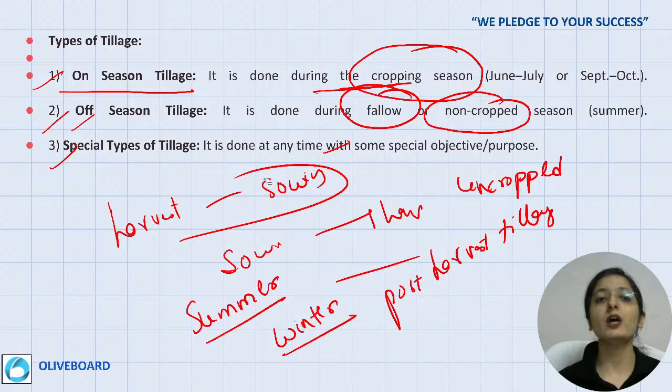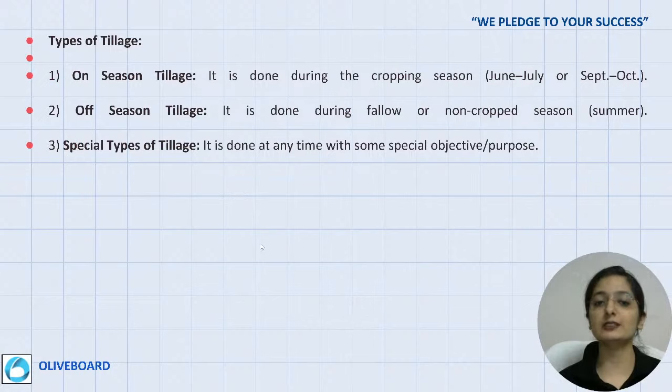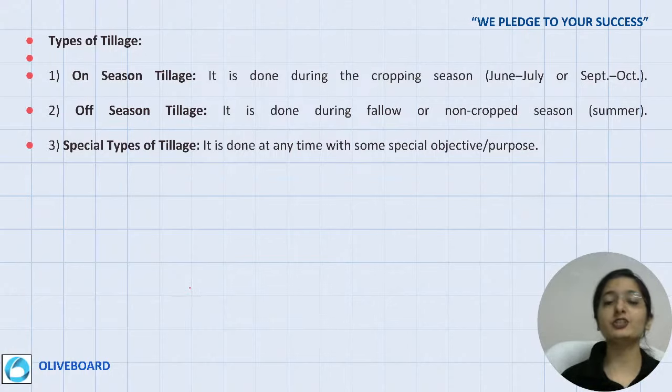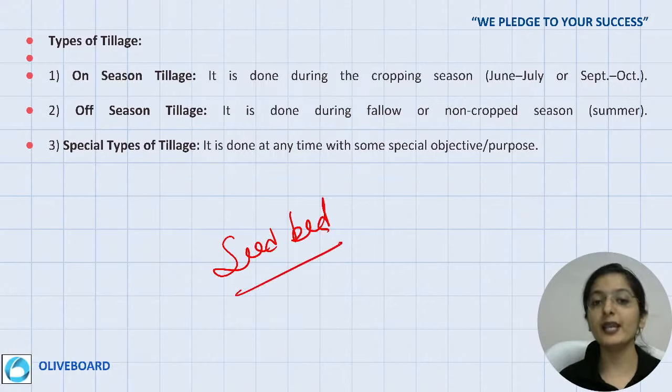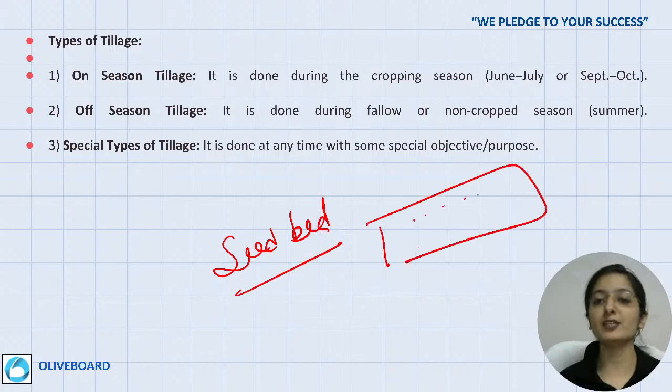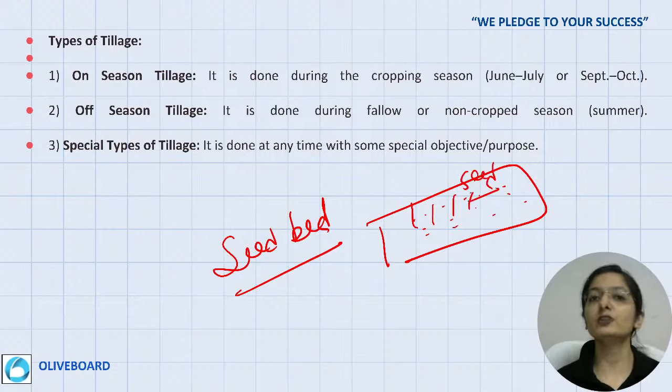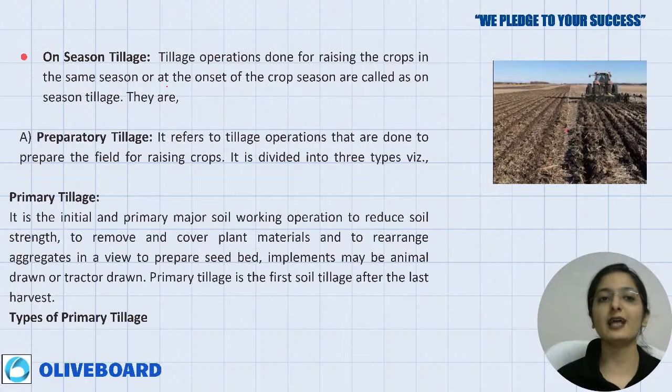If I talk about on season tillage, what happens in on season tillage? Just give me a second. What happens in on season tillage? Right, in on season tillage, all that you need is a good seed bed at the end, a seed bed where the best of the soil is there, fertile, with the best of nutrients, so that you can sow the crop or the seed that you want. For this to happen, what will you do in case of on season tillage? Let us have a look now.